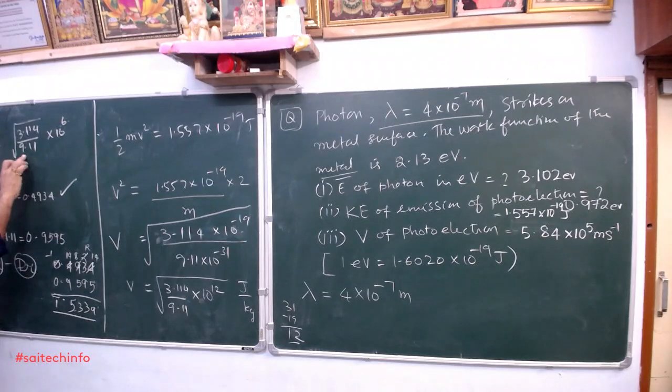And the denominator, that is log of 9.11, which is 0.9595. That is the quotient, so he has subtracted. So the value is 1 bar 0.5339. You should not immediately check the antilog. Before that, you had to solve this one. This can be written as 3.114 divided by 9.11 power 1 by 2.